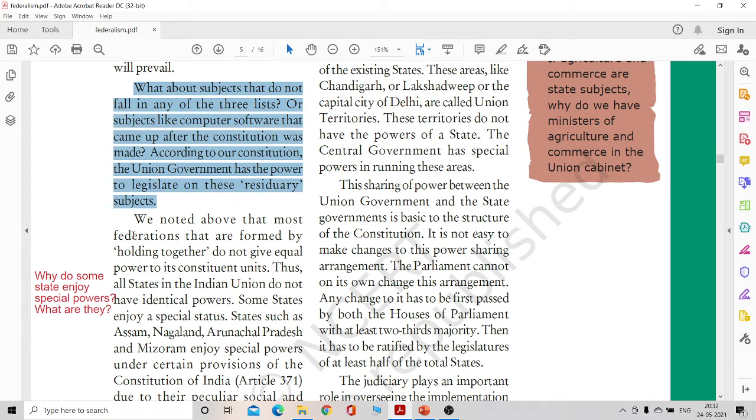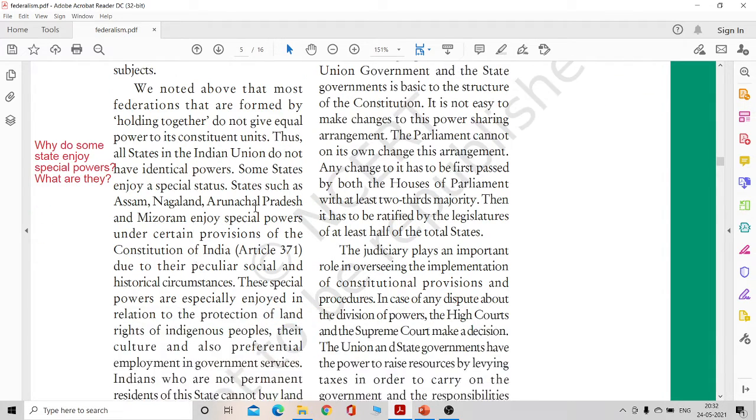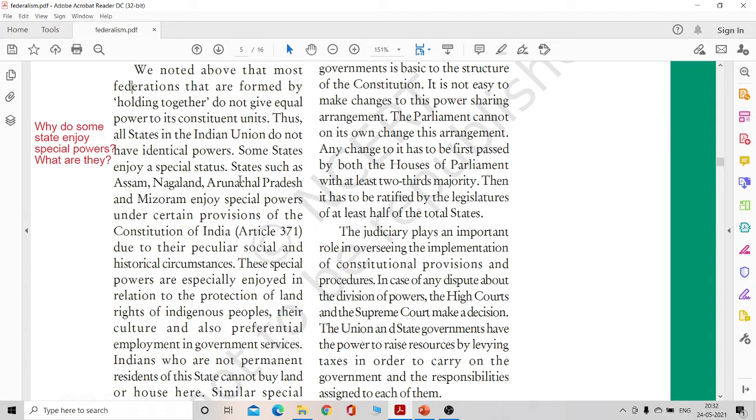There is another 3-marker question that is asked: why do some states enjoy special powers and who are they? In that case, we need to understand that apart from Jammu and Kashmir, so we tend to know about Jammu and Kashmir and Article 370. It is much more popular, right? But there is an Article 371 also, and it gives special status to Assam, Nagaland, Arunachal Pradesh and Mizoram, right?